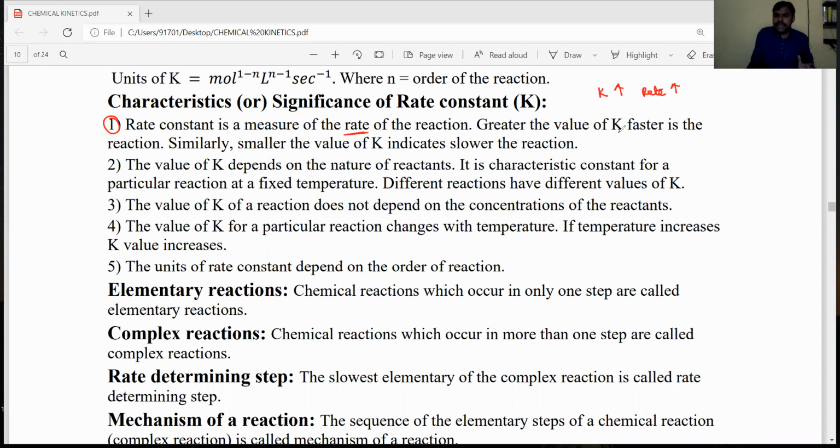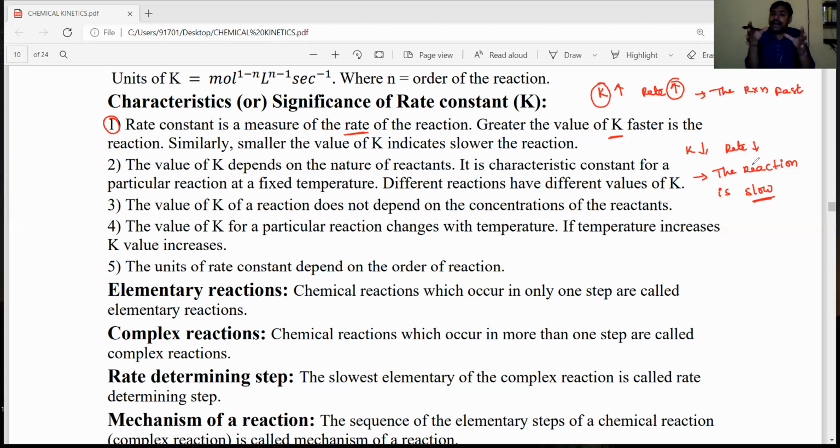Greater the K value, the rate of reaction will be increased, then the reaction is a fast reaction. If K value decreases, meaning lower the K value and the rate of reaction decreases, then the reaction is a slow reaction. Okay, dear students, slow. So it's very important. That's why the rate constant K is the measure of the rate of the reaction.